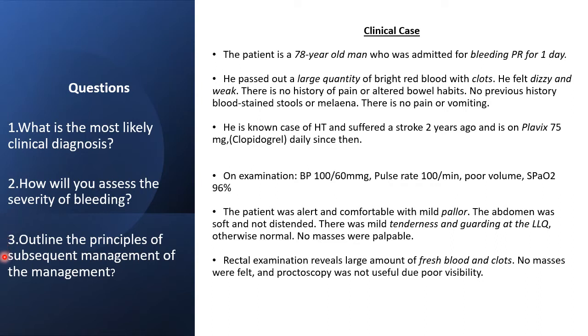Number 3, outline the principles of subsequent management of the patient. So this patient is a case of massive PR bleeding, so he must be resuscitated with IV fluids, blood taken for group and cross match, and maybe prepare for blood transfusion as well. As soon as the patient is stable, urgent colonoscopy should be done, after which the decision to operate or not depends on whether he stops bleeding or continues to bleed, and whether it's a mass or whatever the cause that you see on colonoscopy.